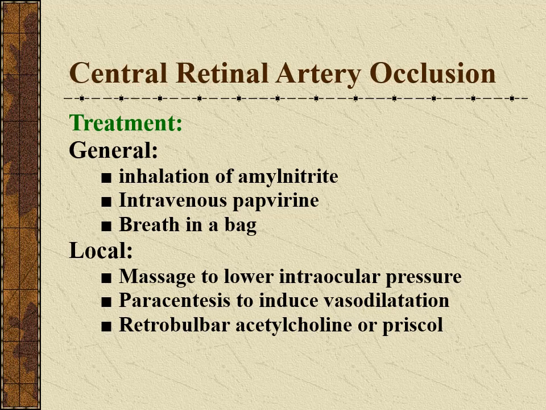All these are vasodilators. Locally, we can try to do massage for the eye, which will lower the intraocular pressure to try to dislodge the embolus, or do paracentesis, which means perforation of the anterior chamber at the limbus so that the intraocular pressure will suddenly decrease, and this can help in vasodilating of the blood vessels and dislodging of the embolus, or by injection of retrobulbar acetylcholine or priscol.